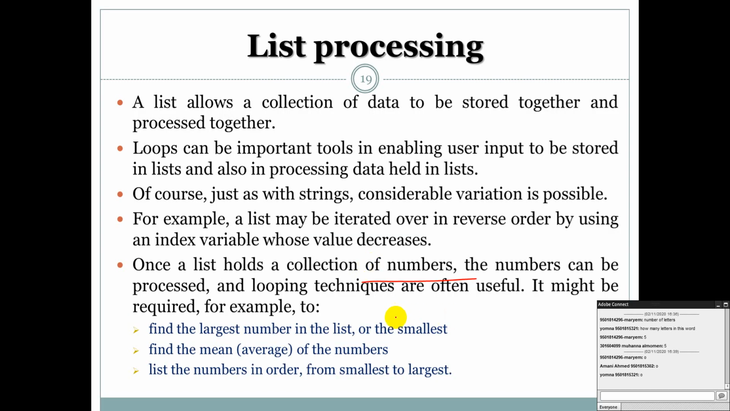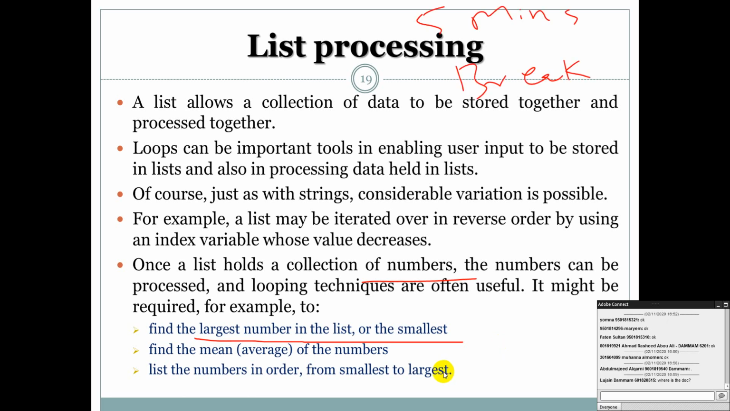So a list can be a list of numbers. Once we have the list of numbers, we can do the following things with the list. Find the largest and the smallest of the list. Find the average of the list. List the numbers in order from smallest to largest. These are the simple operations that can be performed on the list. Here we talk about finding the largest of the numbers in the list, or finding the sum and the average of the list, the smallest of the numbers in the list.